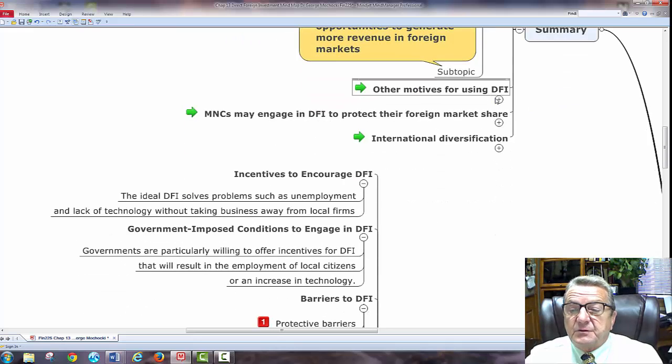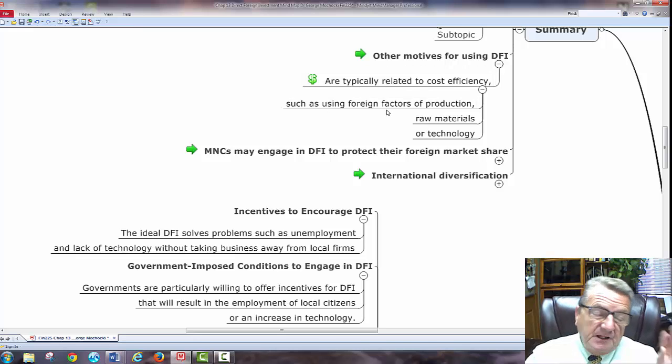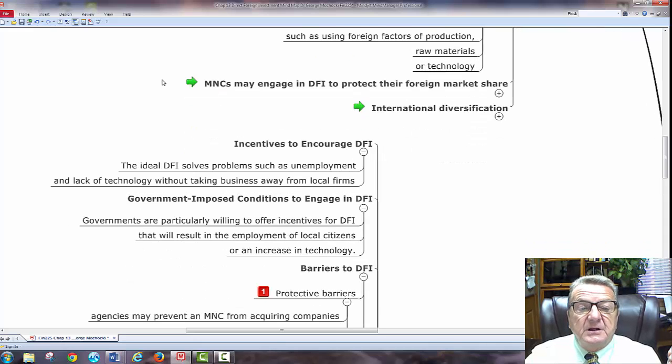Other motives for using direct foreign investments are typically related to cost efficiency, such as using foreign factors of production. Remember, you had the foreign factors: technology, labor, land, with different skills that you learn in economics. Raw materials, what's out there, or sovereign wealth. A lot of China's doing it, buying up a lot of that, or technology.